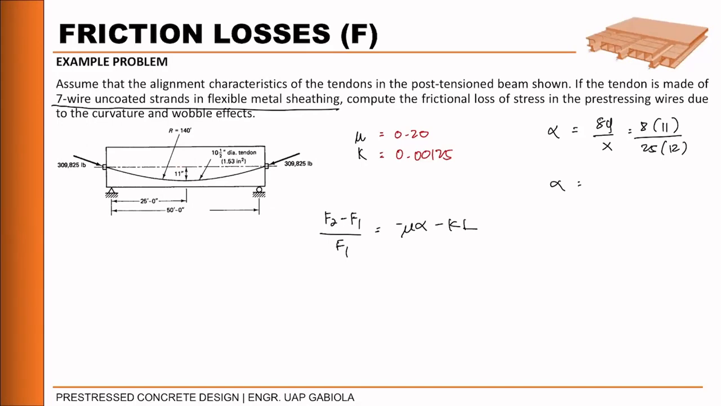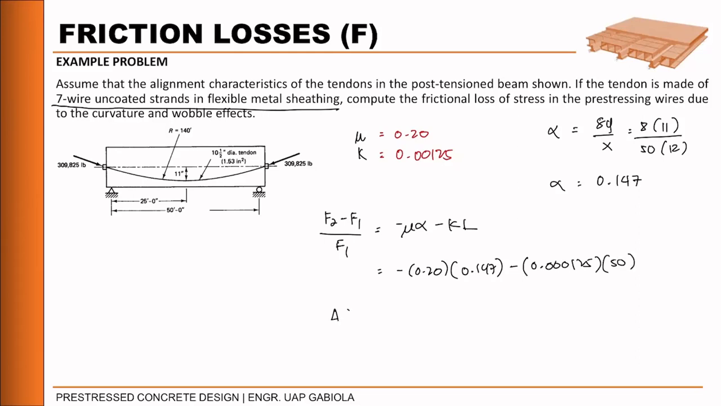Okay? So, yung alpha natin in radians is 8 times 11 times 25 over 12. Okay? Pero kung effect ng wobble effect dun sa buong curvature, gawin nating full yung length natin. Okay? Gawin natin 50 to. Okay? Para whole length natin, curvature natin. So we have 0.147 as our value ng alpha. So dito, we have negative 0.2 times 0.147 minus yung K natin is 0.00125. Then ang length natin is 50.